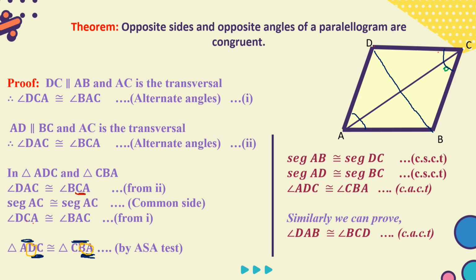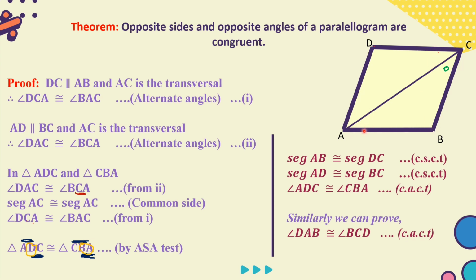So a quick revision. We have to prove that opposite sides and opposite angles of a parallelogram are congruent. We will take quadrilateral ABCD as a parallelogram. If ABCD is a parallelogram, then the opposite sides will be parallel. So AB is parallel to DC and AD is parallel to BC. So to prove that AB is congruent to DC and AD is congruent to BC, we took two triangles, triangle ADC and triangle CBA.